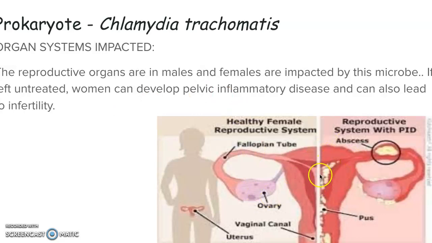Over here, there's a little diagram of a healthy reproductive system, and then a reproductive system with PID. And this is long-term exposure to Chlamydia trachomatis, and it leads to PID. And you can see an abscess right here, which is just a lot of pus contained together, and then pus everywhere, and it's inflamed, and it is a very painful experience.